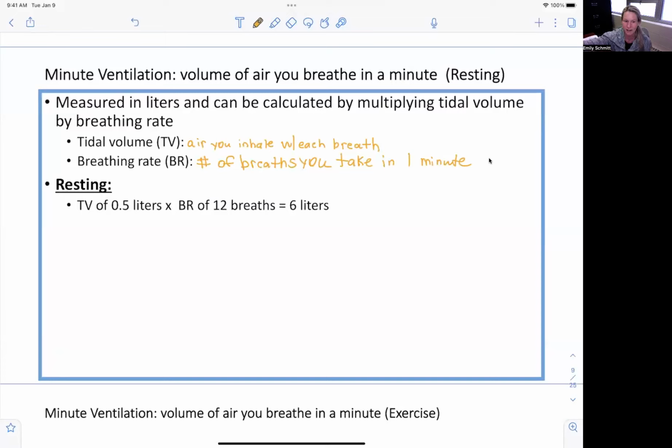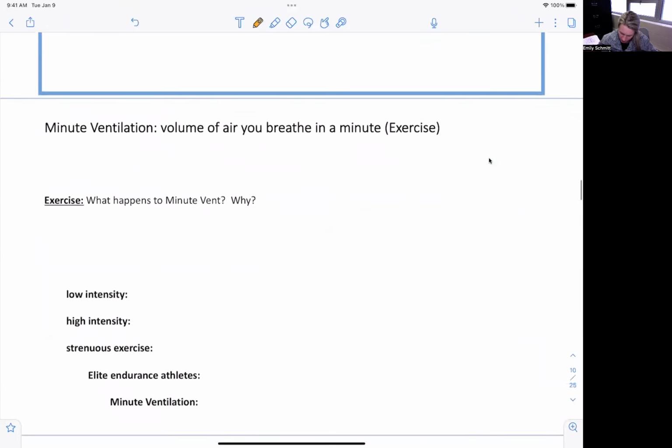tidal volume of 0.5 liters times a breathing rate of 12 breaths gives you a resting minute ventilation of about 6 liters. And I'm going to put this into a really nice table for you to understand here in a second. So the volume of air you breathe in a minute, let's talk about exercise.